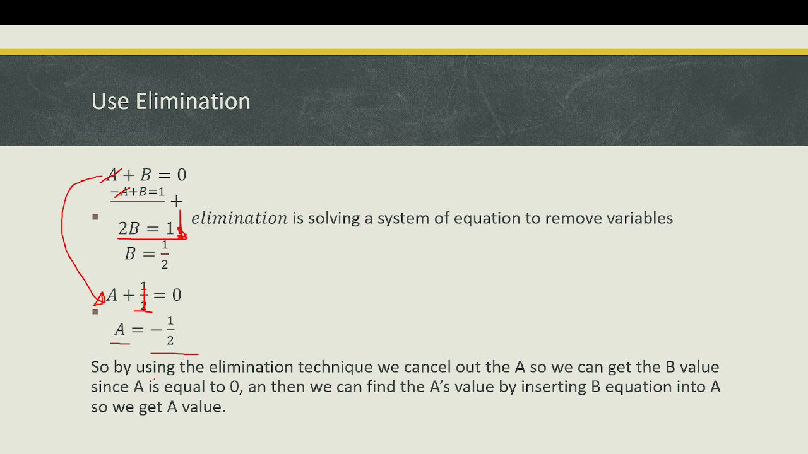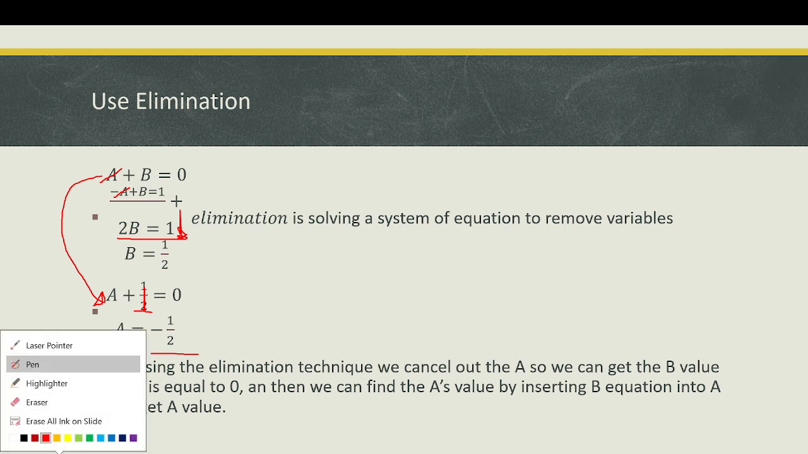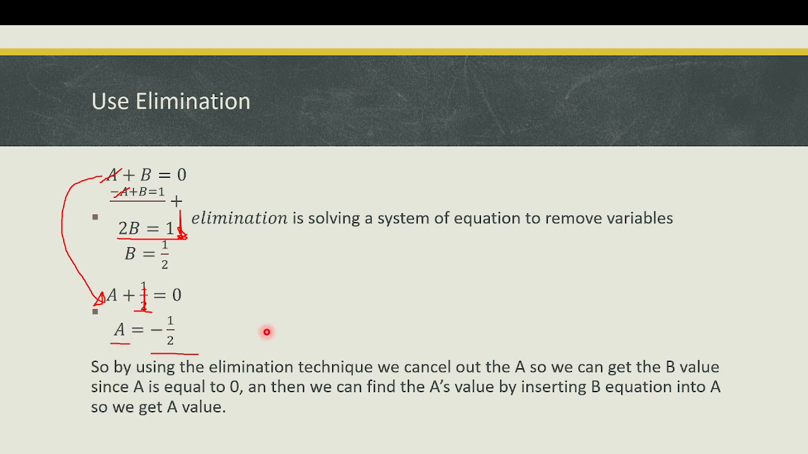So you can read it here. By using the elimination technique, we cancel out the a so we can get the b value. Since a plus b is equal to 0, we can find the a value by inserting the b value into the equation. So we're going to move into the next step.